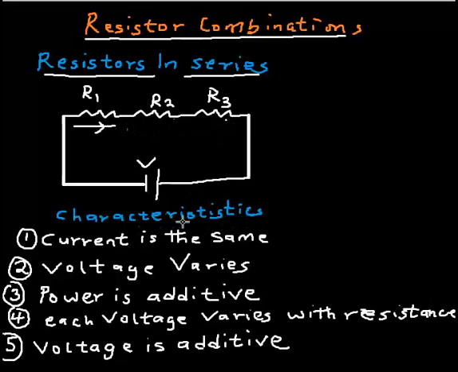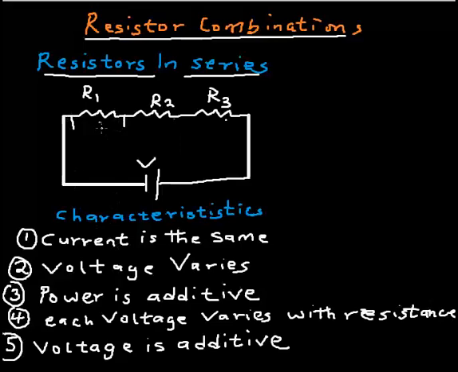So these are the characteristics of resistors connected in series. Number one, the current that flows through the resistors is the same. Why? Because there's no branch. Number two, the voltage across each resistor varies. And of course, the power is additive. So what does that simply mean?